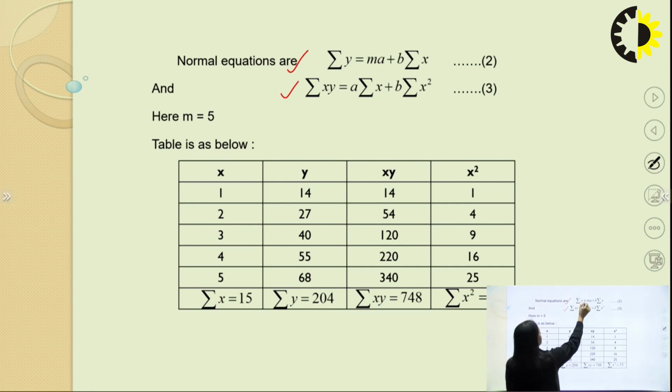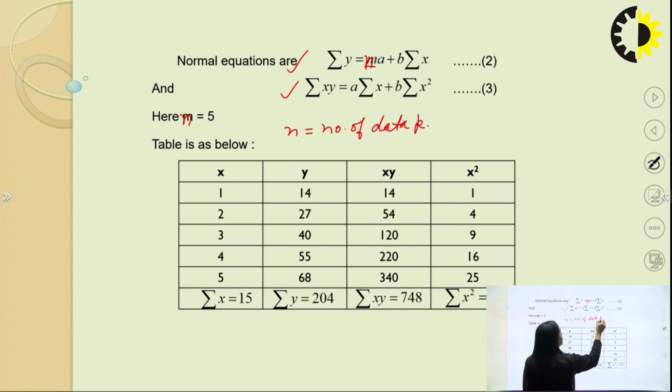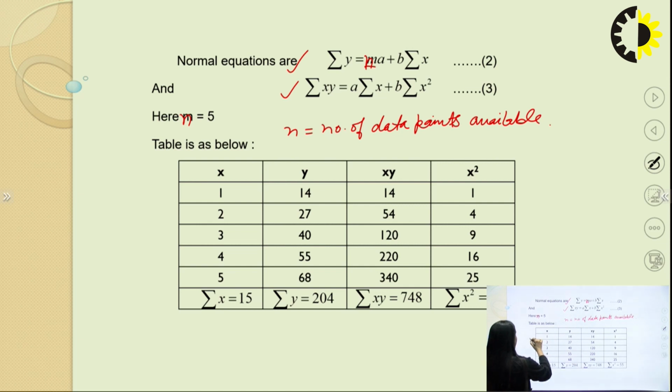Here we can take it as m or n, both are the same number; I'll take n here. What is n here? n is the number of data points available. Now, how many data points are available here? 1, 2, 3, 4, 5. So n is equal to 5 here. Now, for the second equation, we need summation x, summation y, and n.